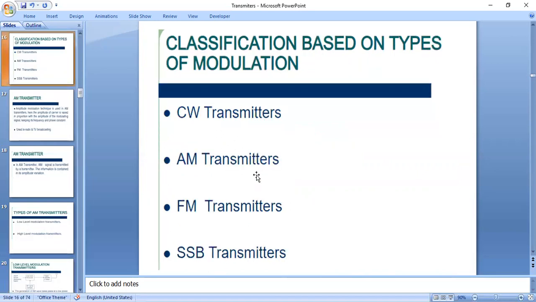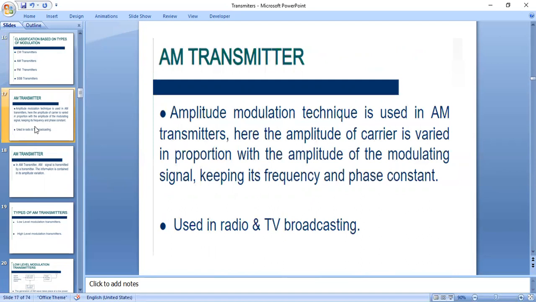And depending on the type of modulation technique we use, we have AM transmitters, FM transmitters, and continuous wave transmitters. In AM, we have conventional AM, DSBSC, and SSBSC. So we need a separate transmitter for DSBSC and SSBSC signal transmission. And here I'm going to explain AM transmitters.